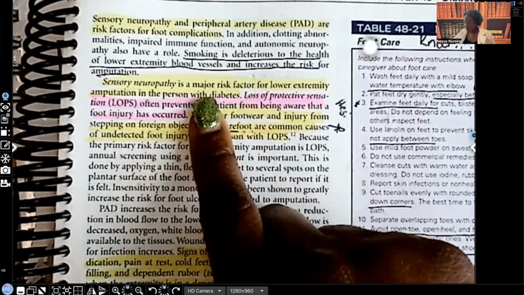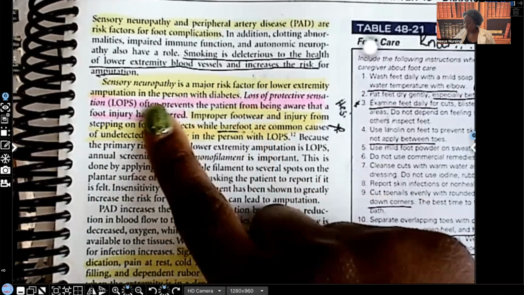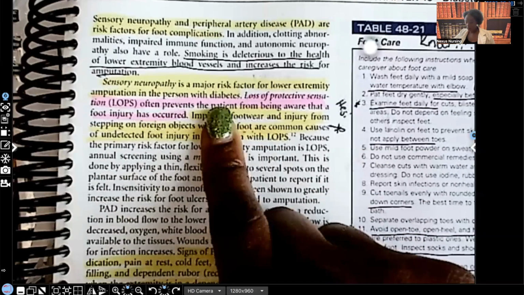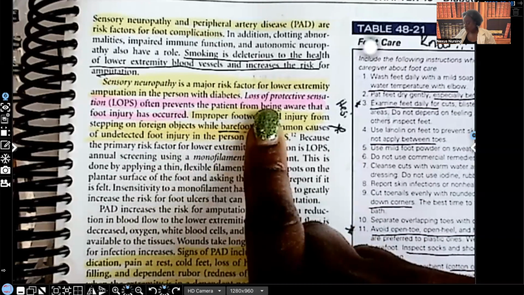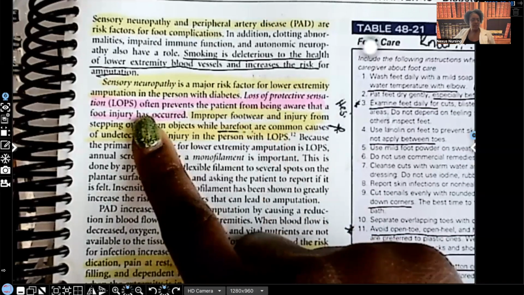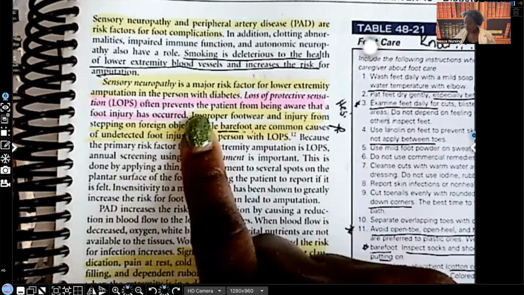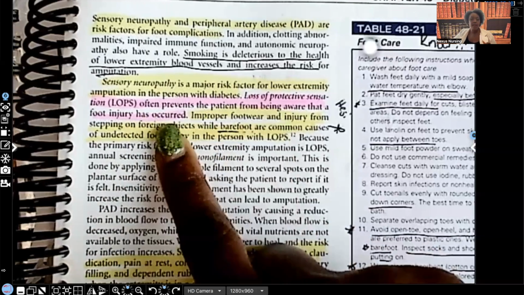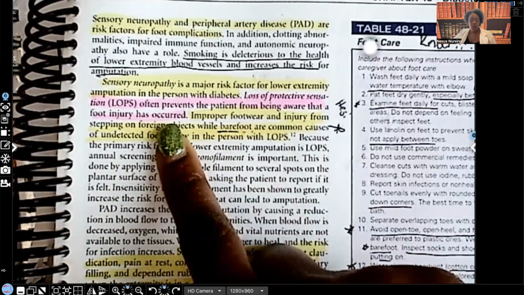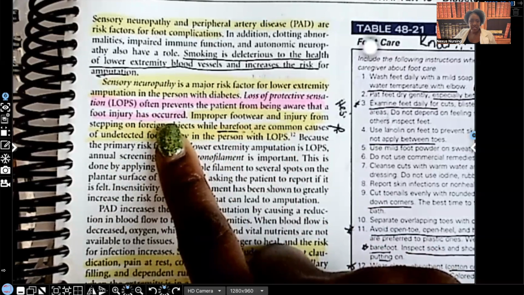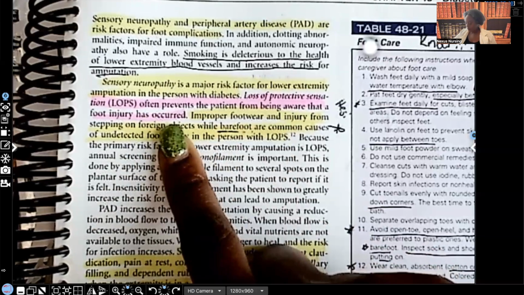Sensory neuropathy is a major risk factor for lower extremity amputation in the person with diabetes. Loss of protective sensation, which means that patient, they can't feel anything down there. You know how if something's wrong, you'll feel pain, you'll feel something's wrong. That patient doesn't feel it, okay? Loss of protective sensation often prevents the patient from being aware that a foot injury has occurred. So they will have a cut and not even realize it. So they can't clean it off. They can't put antiseptic ointment. They can't protect it. And then it just sits there and festers.